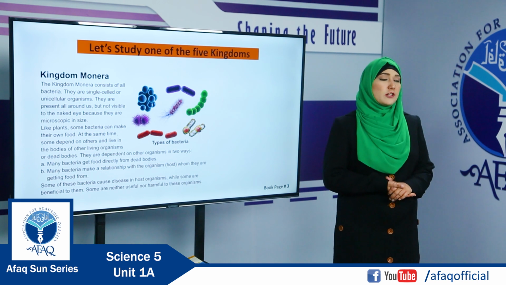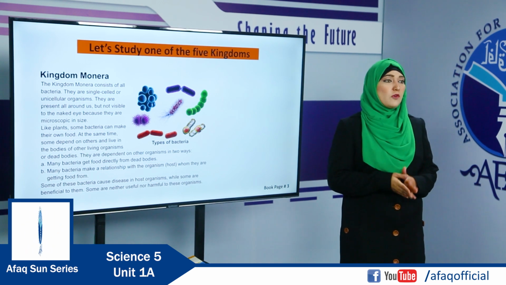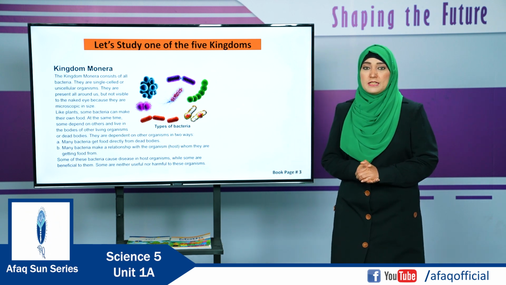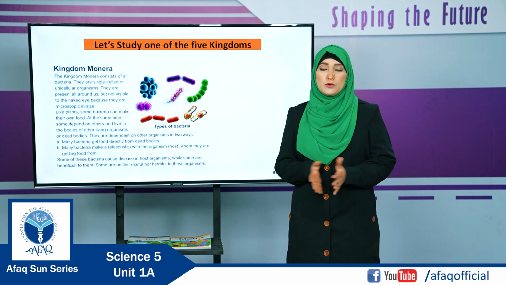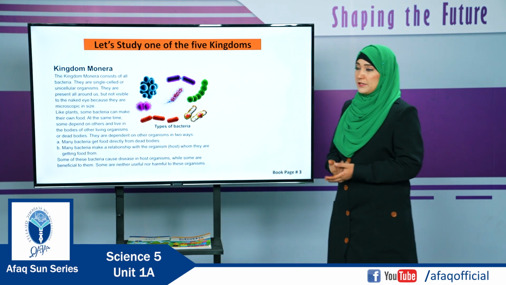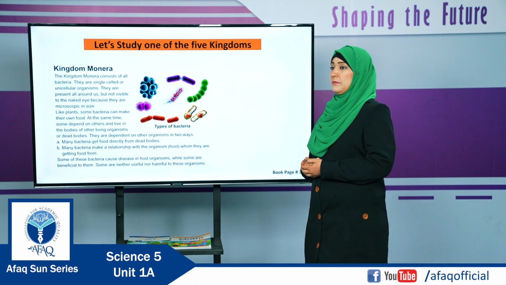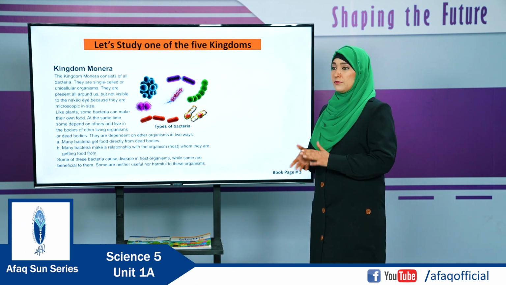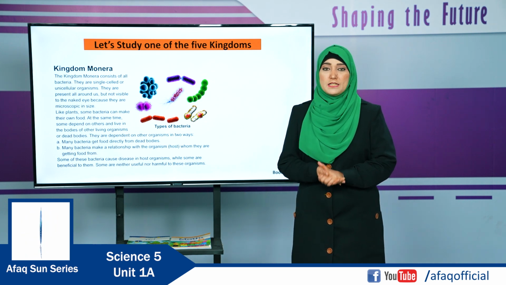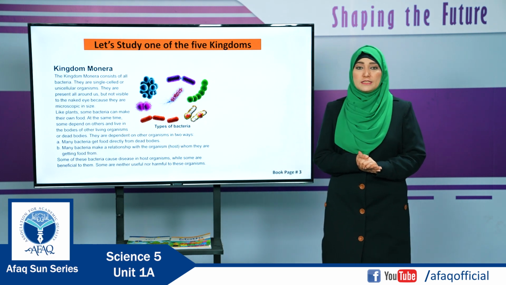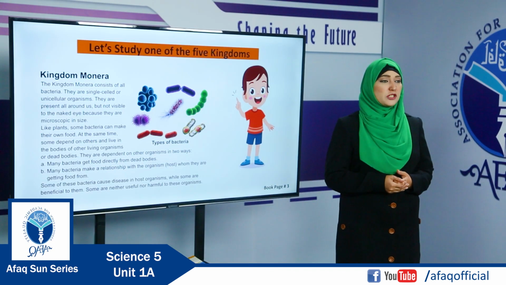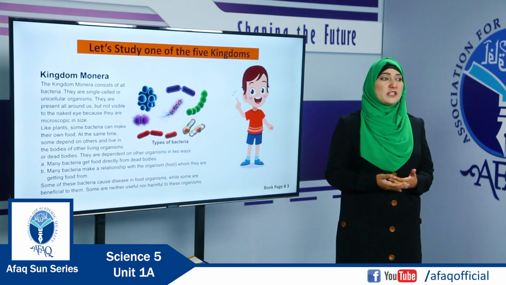Let's study kingdom Monera. Kingdom Monera consists of all bacteria. Bacteria are unicellular organisms. Some bacteria can prepare their own food, while some cannot prepare their food. Some bacteria are beneficial, while some are harmful. And some bacteria are neither beneficial nor harmful. Bacteria are present all around us, but we cannot see them because they are microscopic organisms. Now you have to read the book page number 3 to get more information about kingdom Monera.